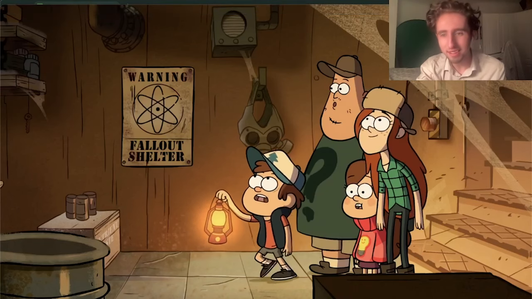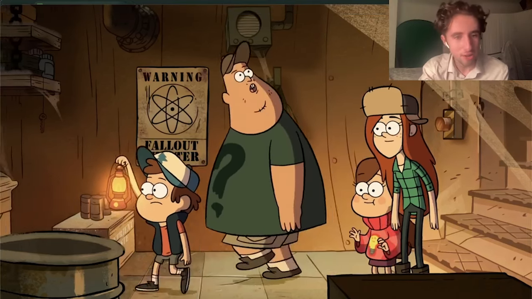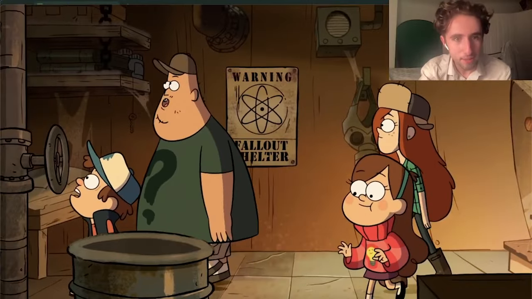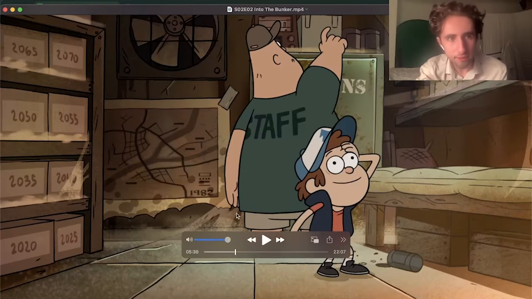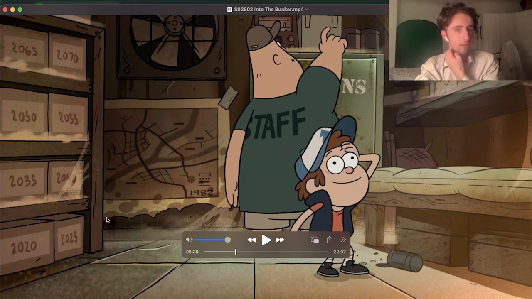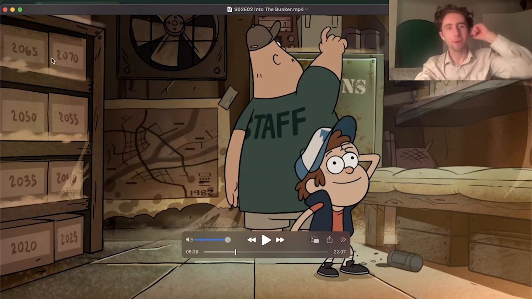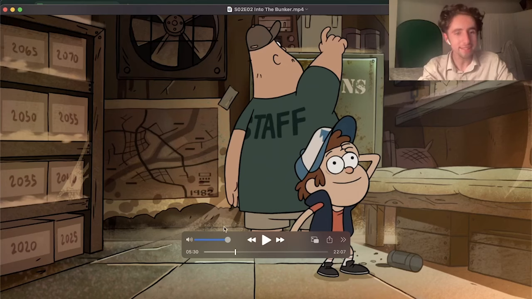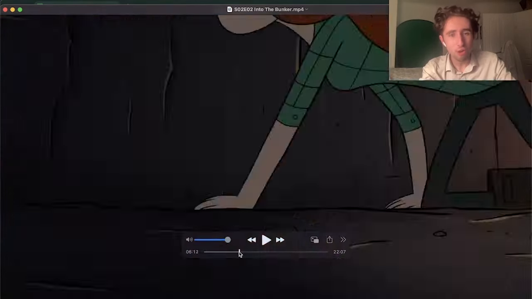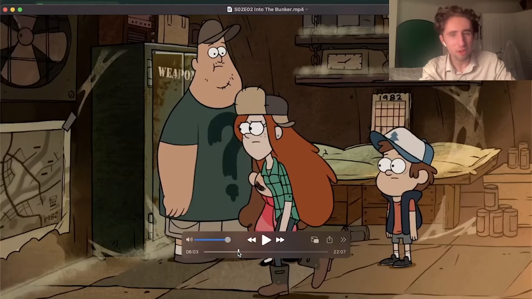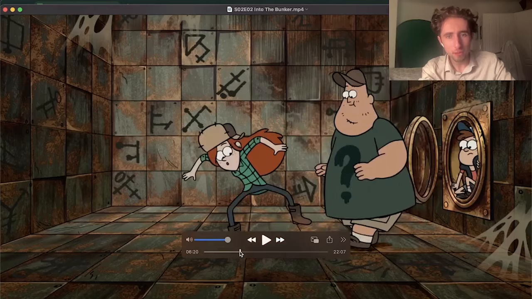I don't understand. I think this is part of the show. I don't get it yet. But there you go. Again, 1982, right there. And look, there's all these boxes. Look at Dipper's face. All these boxes stored for like 2070, and it's like they've prepared for so long. What on earth could this bunker be for?